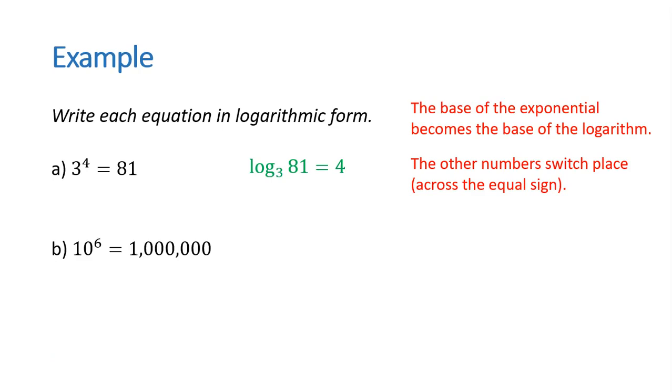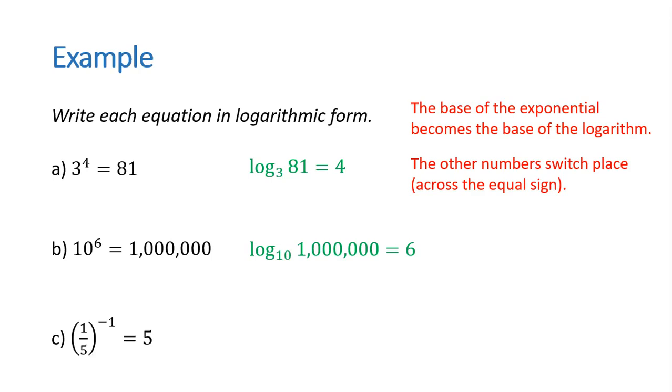10 to the 6th power is equal to 1 million. So our base is 10, which means our logarithmic base is also going to be 10. That's going to be the subscript for the logarithm. And our other two numbers are going to switch places. So in logarithmic form, this equation is log base 10 of 1 million is equal to 6.